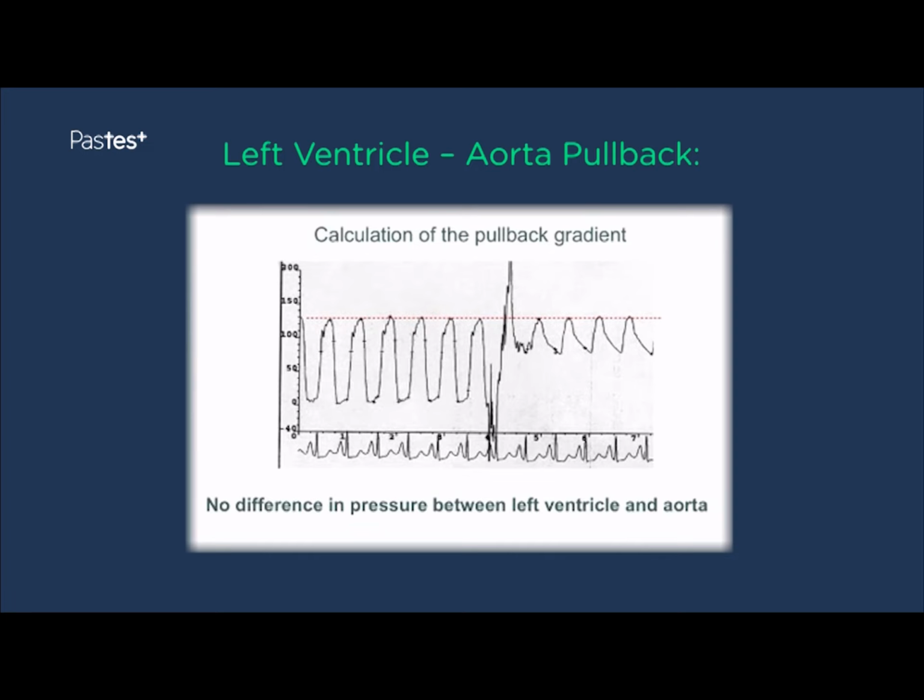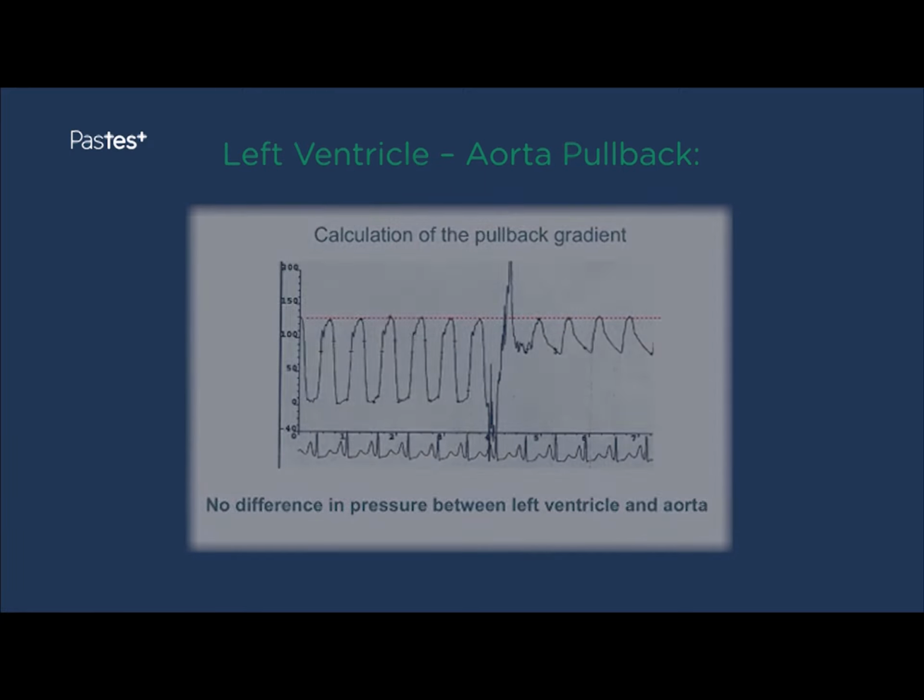Now we're often asked to calculate a pressure gradient or a pullback gradient in the aorta. And this is simply calculated by measuring the difference in pressure between that in the left ventricle and in the aorta. And in this case you can see there's no pressure drop and the gradient would be 0.